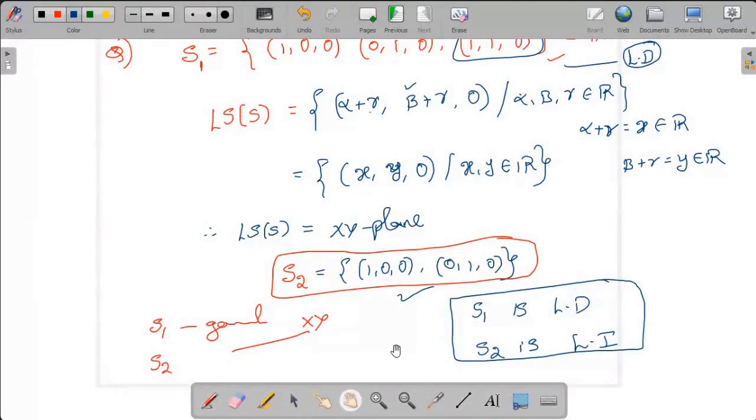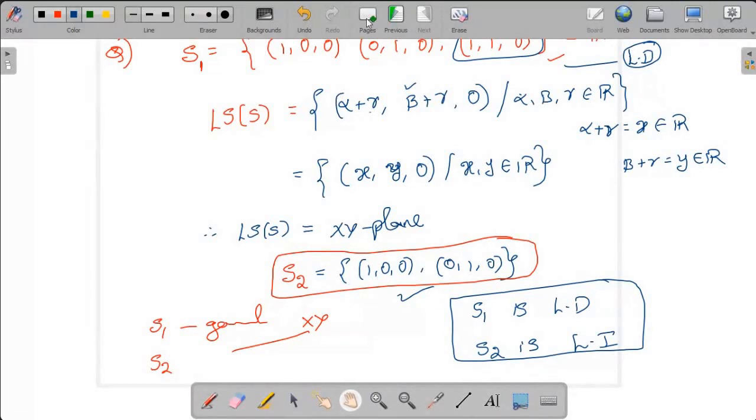Okay, now if you want to say some set is a basis of a vector space, that must be a linearly independent set. The moment you say it is linearly independent, you are saying that there is no vector in that set that depends on others, so no extra luggage. And moreover, these vectors are enough to generate the vector space.